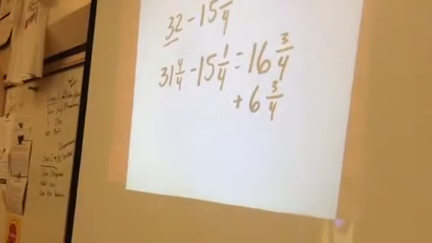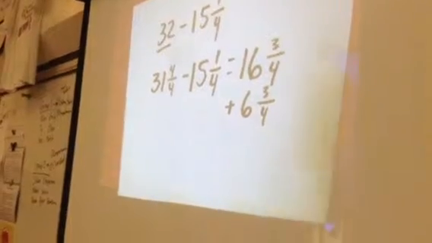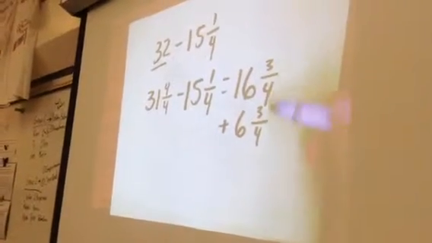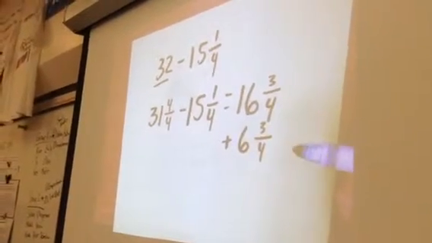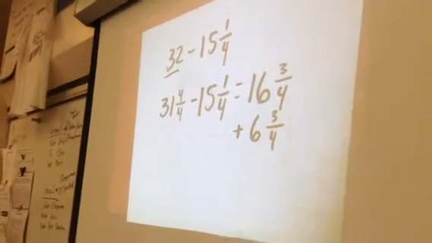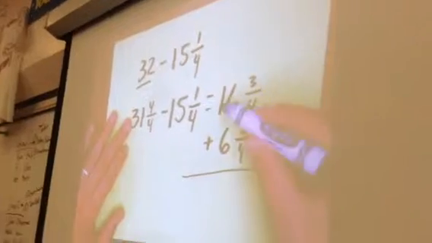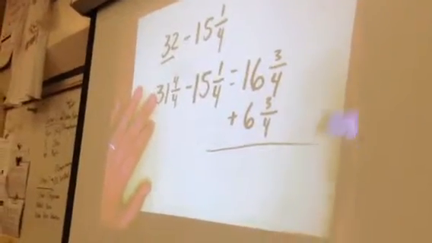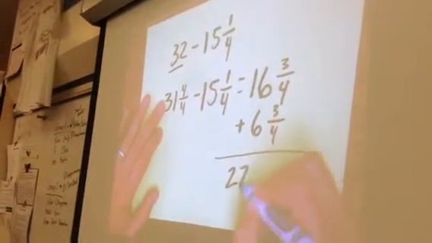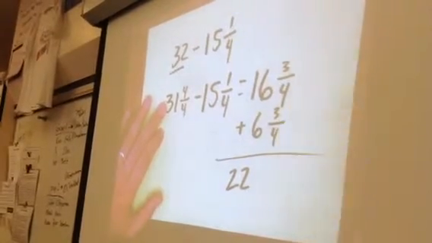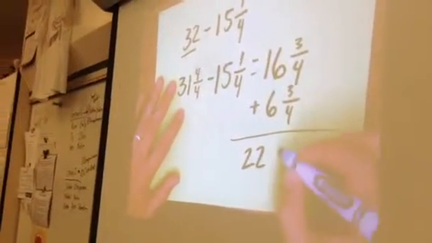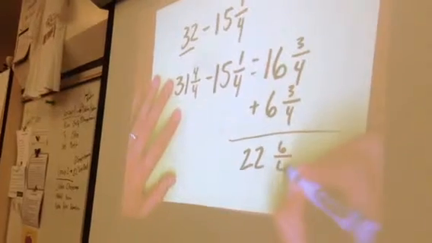We're lucky because guess what? These two mixed numbers already have a common denominator. The common denominator is what? 4. It's 4. Because we have this common denominator, we can just go ahead and start adding them together. I can take my 16 and add it with 6, which is going to equal 22. I can take my 3/4 and 3/4, add those two together, and I get 6/4.